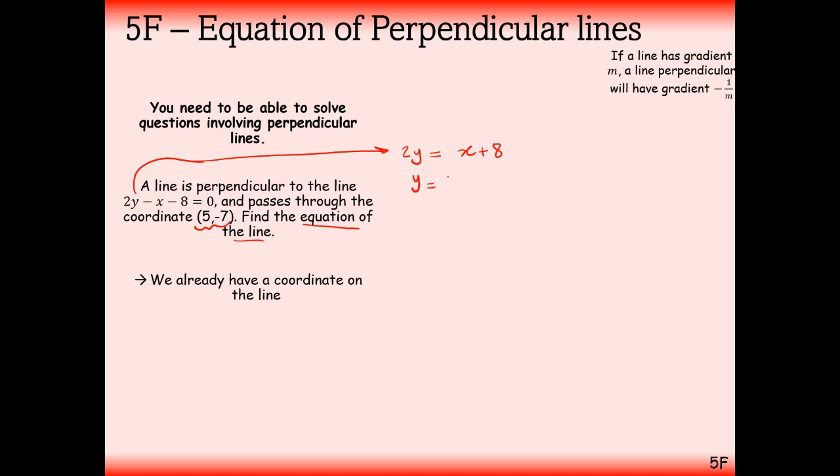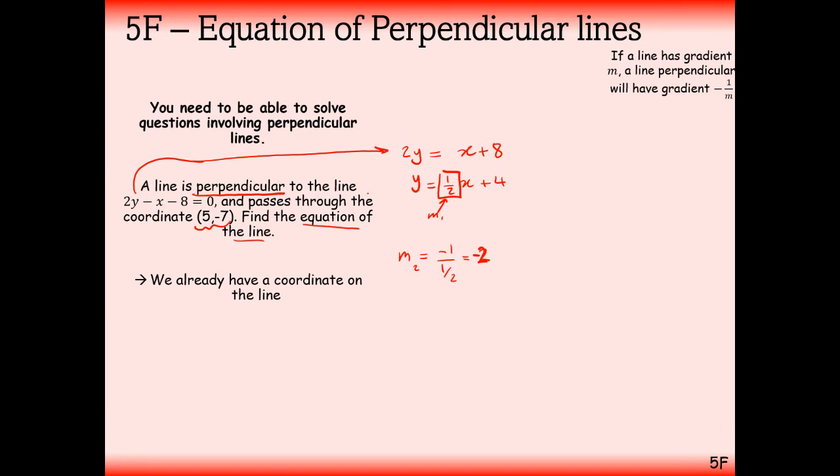and divide by 2, so y equals half x plus 4. The gradient is a half. We're mainly concerned with this number, the gradient. Now, because we've been told it's perpendicular, m2 is the negative reciprocal of a half. I'm just going to write it out in case you don't know why. So the perpendicular gradient is negative 2.